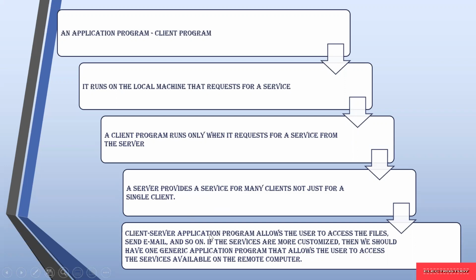Next, a client server application program allows the user to access files, send emails, and so on. So here the application allows sending and accessing files. If the services are more customized, then one can have one generic application program which allows the user to access the services available on the remote network, whether it is one user or many users, whoever is allowed to access the services.